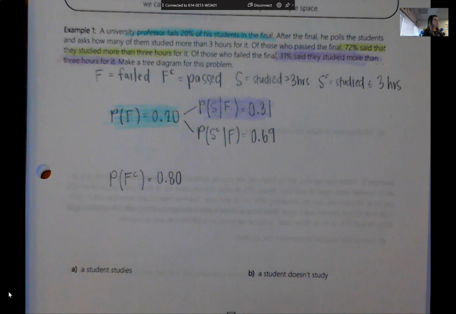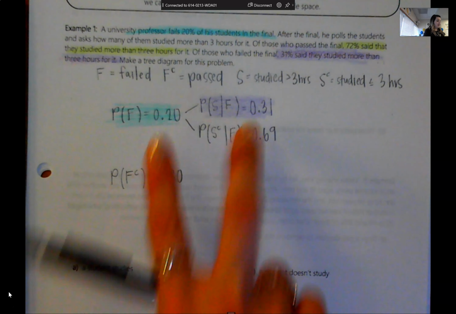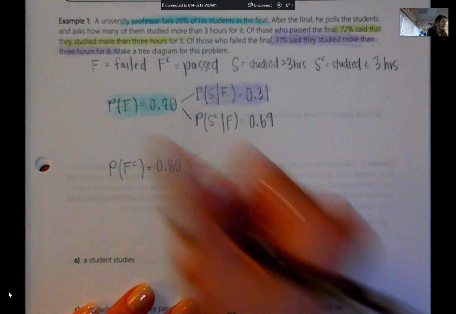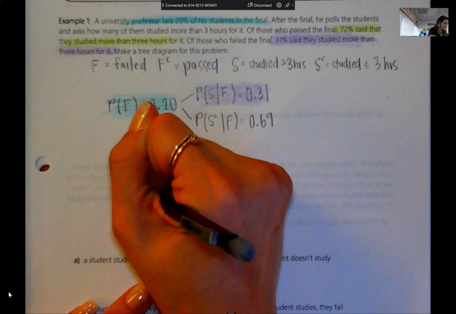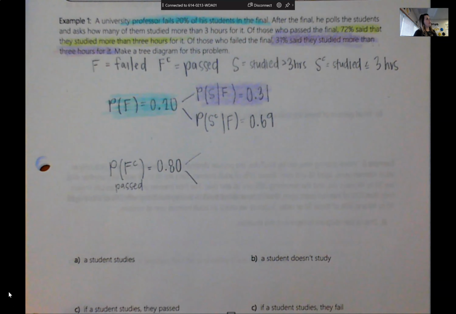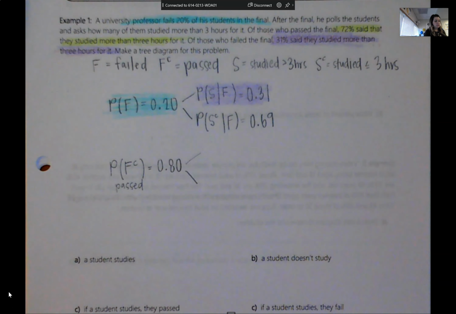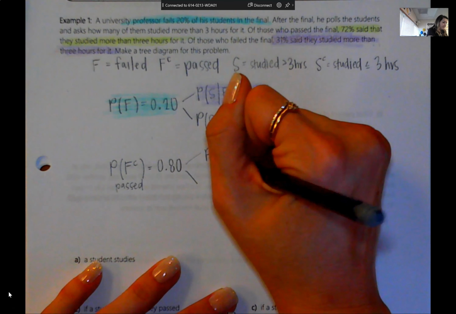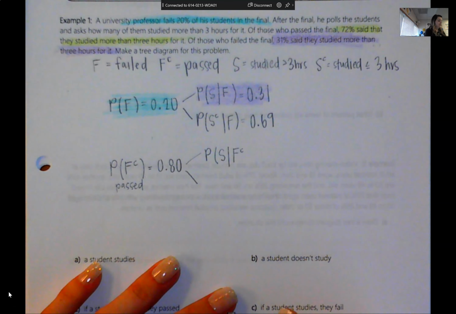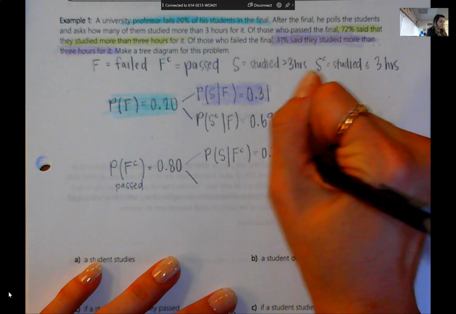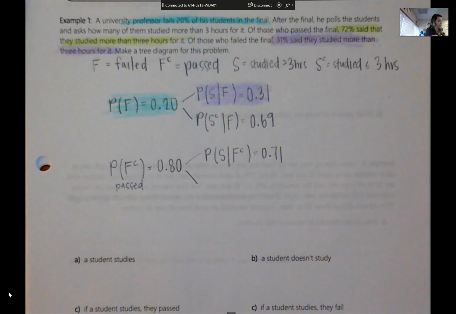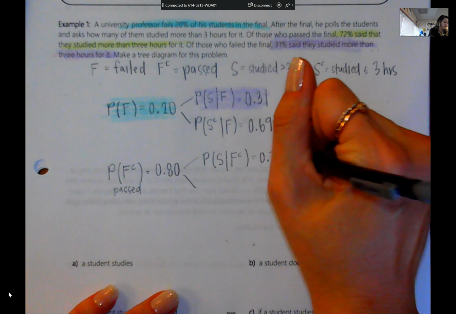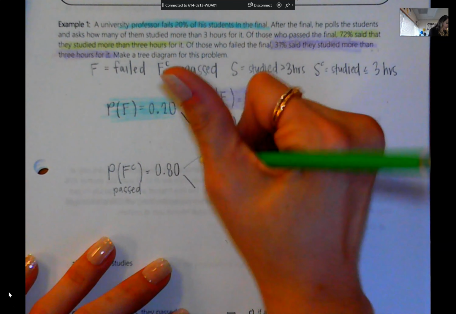You're hanging in? So they gave us these two. Now they gave us one additional piece, and it belongs down with the kids who passed. I sometimes forget because F complement gets me all frazzled, so I'm going to remind myself this means they passed. The probability that somebody studied, given they passed, is 72%. That makes sense to me. Of all the kids that passed, the majority of them studied. This is the other piece that they gave me.